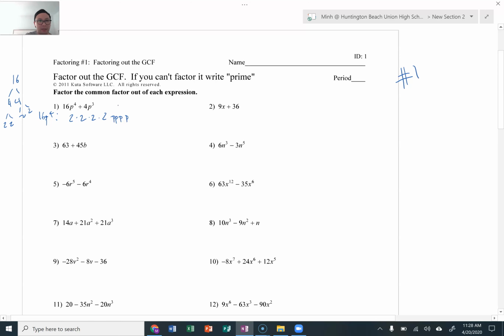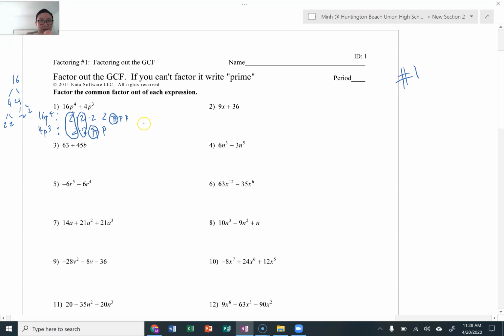Now, same thing. Do the very second term. So 4 times 4, that's going to be simple. So let's go ahead, make that 2 times 2. And it's p to the third, so I'm going to write that out 3 times. So between these two, they have the 2's in common. Right there. Those are the only pairs. And then for the p's, I'm going to have only 2 p's in common.